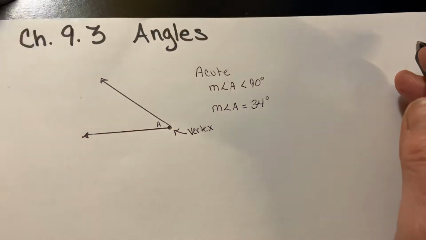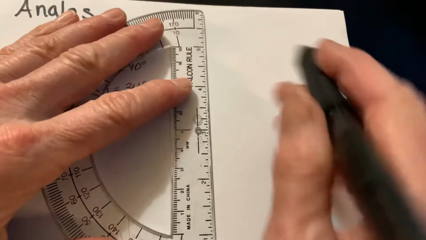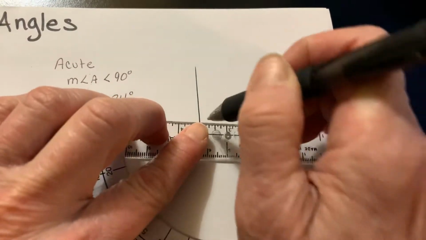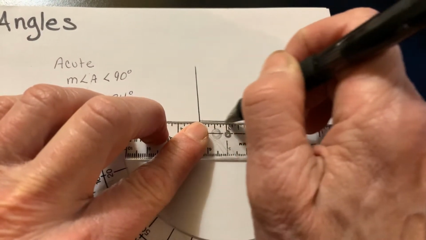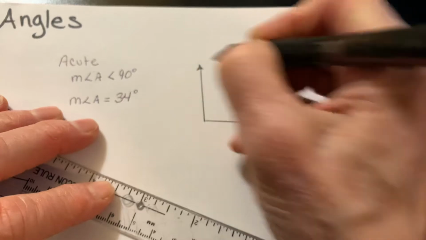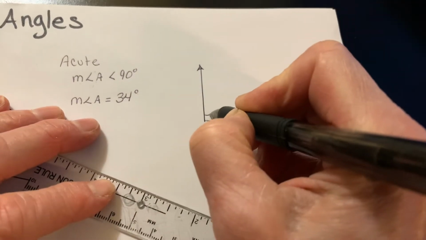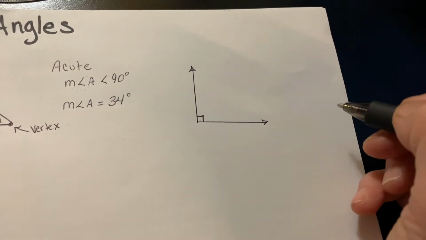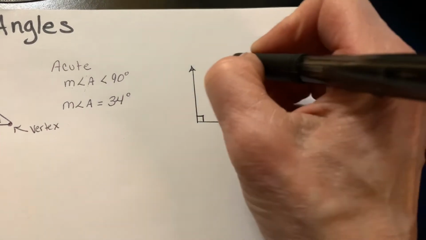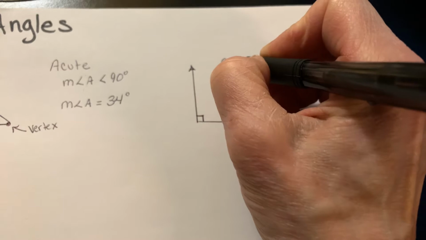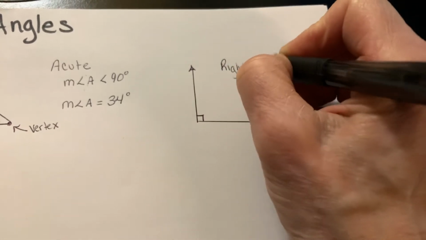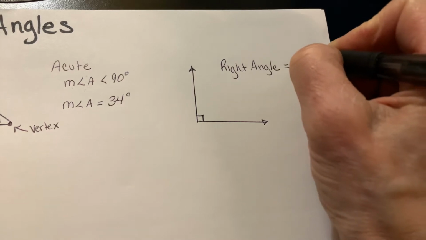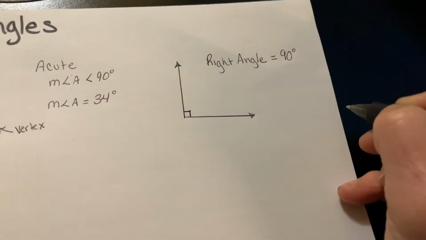Another type of angle to make would be a right angle. Now, a right angle is a 90-degree angle. So if I make that, I'm going to make a straight line and then come over and make another straight line, create 2 rays, and then I'm going to put this little 90-degree angle symbol in there. That way I know that's exactly 90 degrees. This is called a right angle. And right angles equal 90 degrees exactly.